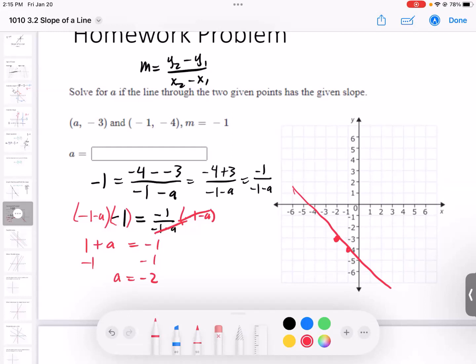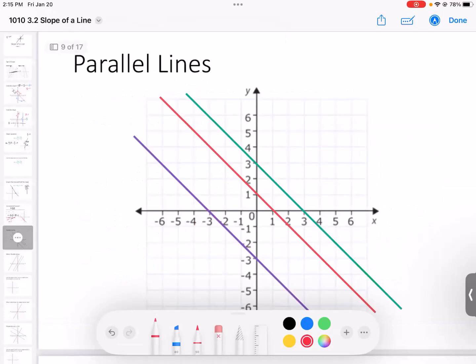Let's see what else. Oh, parallel lines. So you also have some questions on your homework that involve parallel lines. So before I show you how to solve one of the problems, what do you guys notice about the relationship between all of these slopes? Yeah, they should be the same, right? Because they're all the same steepness. So they might be placed at different places on the graph, but all of the lines have the same steepness, which is the thing that slope is describing. So parallel lines will always have the same slope.